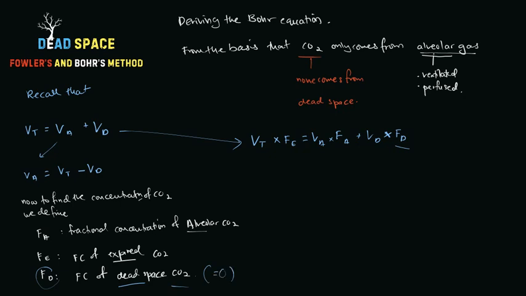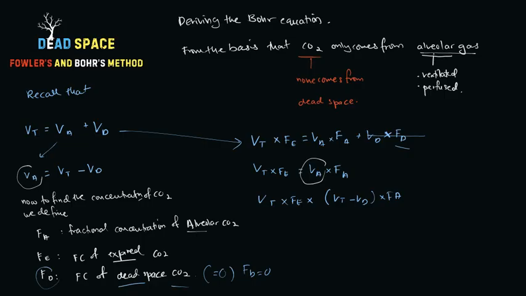Now recall that the concentration of dead space carbon dioxide is essentially nil because carbon dioxide comes from alveolar gas and none comes from dead space. So we can essentially cancel out the Vd times Fd. Now rewrite the equation and substitute the value of alveolar gas volume into this formula on the right. We will have Vt times Fe is equal to (Vt minus Vd) times Fa. Sorry, the multiplication in the middle there is actually an equals sign.